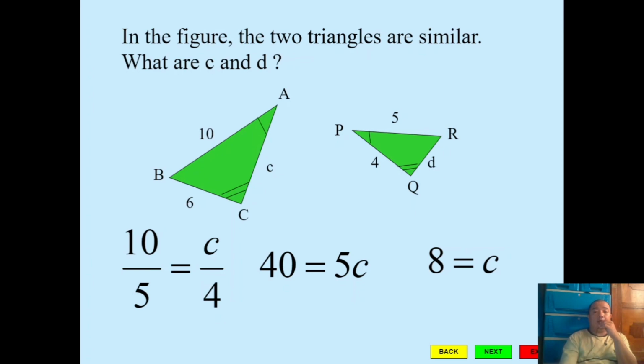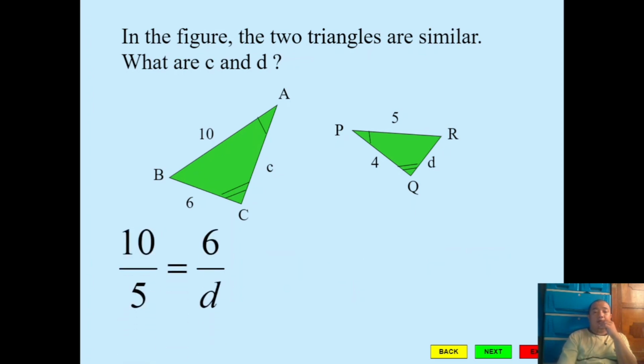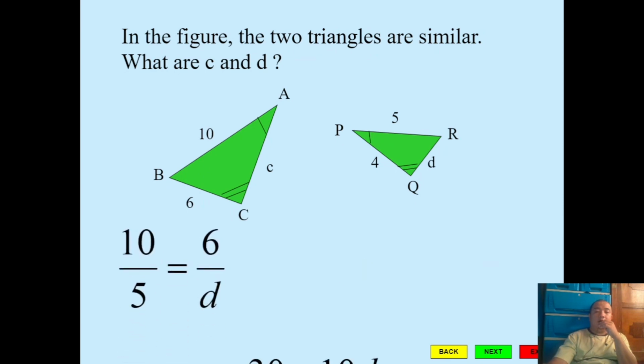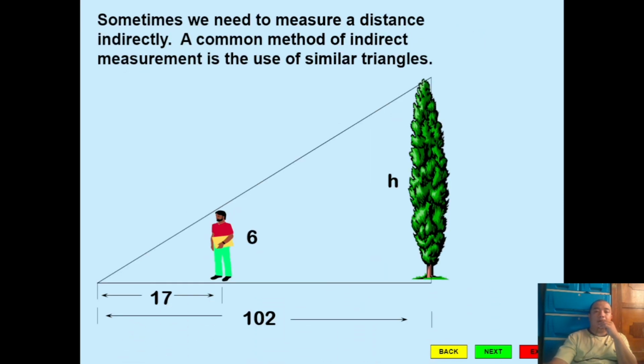How about d? To solve for d, we can use the equation 10 over 5 is equal to 6 over d. Then by cross multiplication, we have 10d equals 30. Divide both sides by 10, which gives 3. So d is 3. And the earlier one, c, is 8. C is 8 and D is equal to 3.